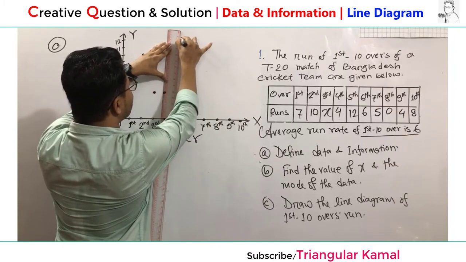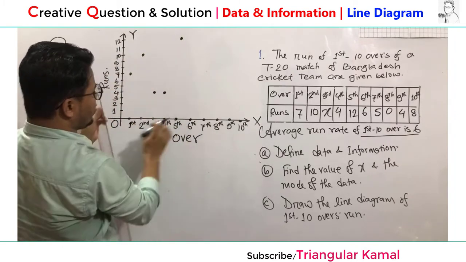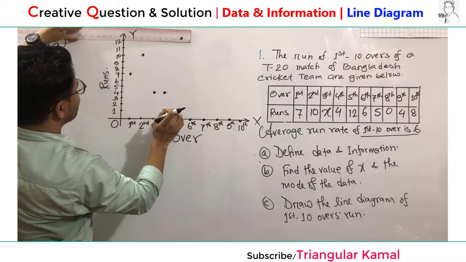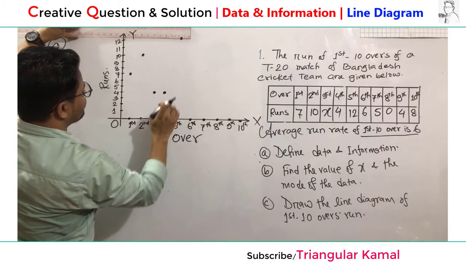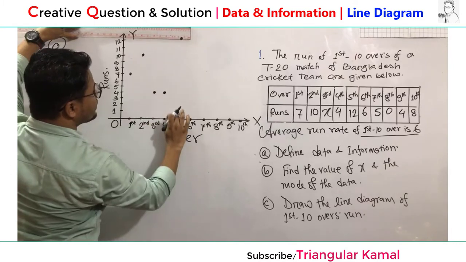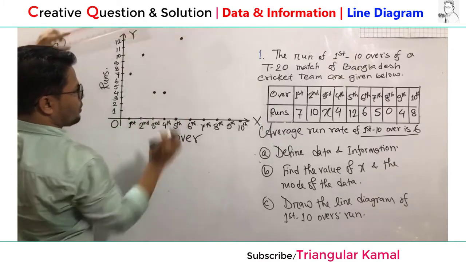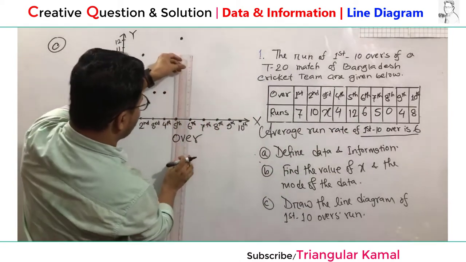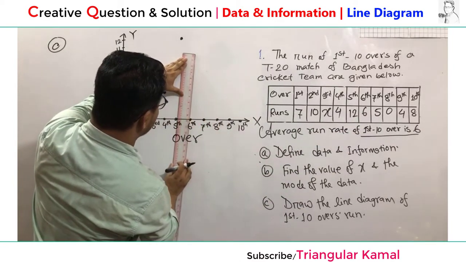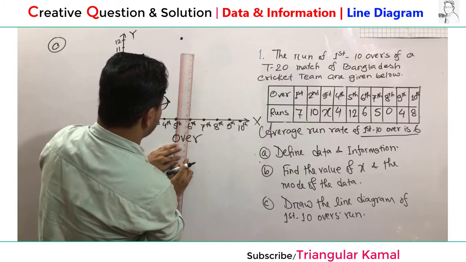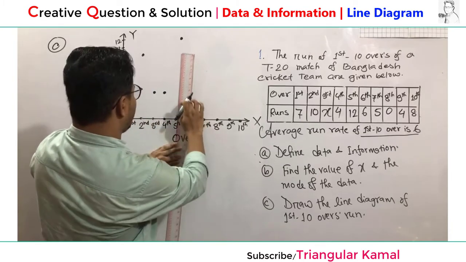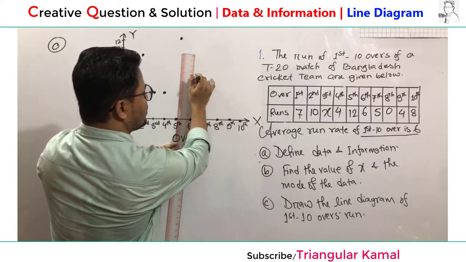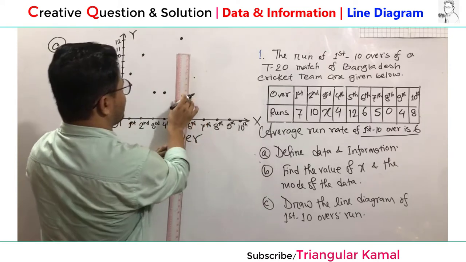So according to the y-axis and x-axis, the fifth over run goes up to 12 here, and this is the fifth over up to 12. Then the sixth over run is 6. Similarly, the sixth over is up to 6, after 4 and 5. This is the sixth over run, 6 here.